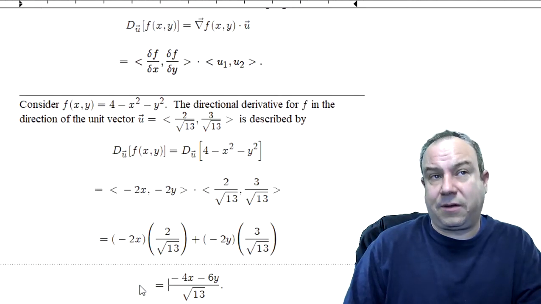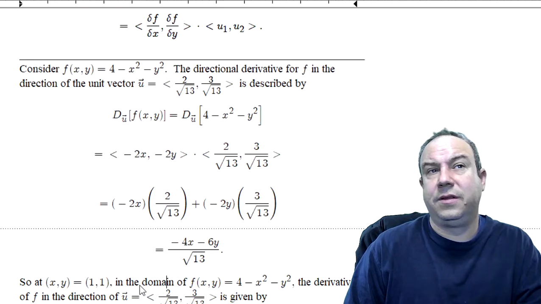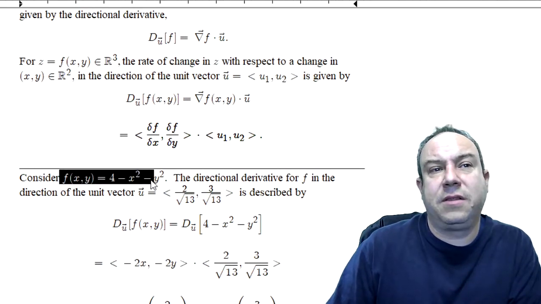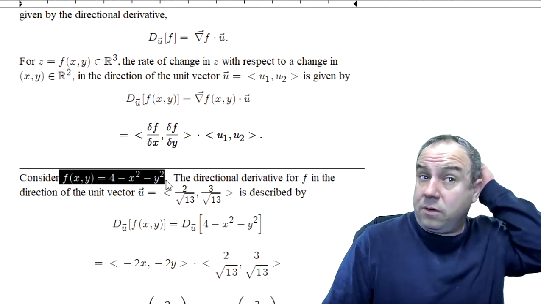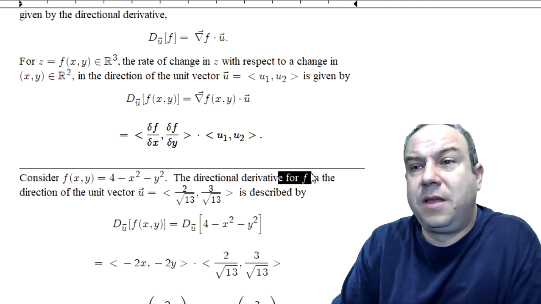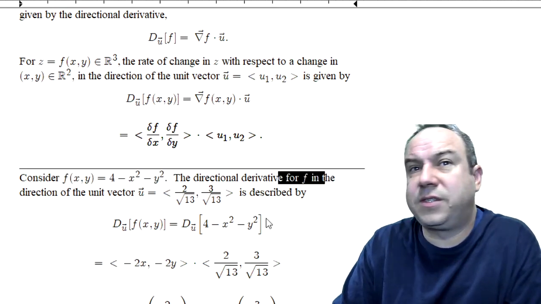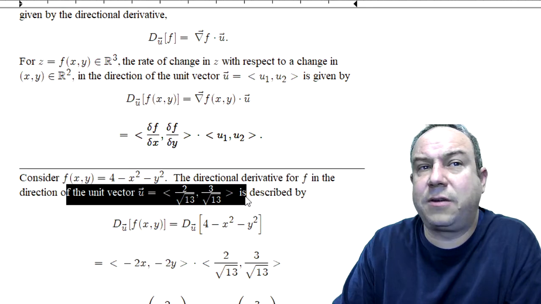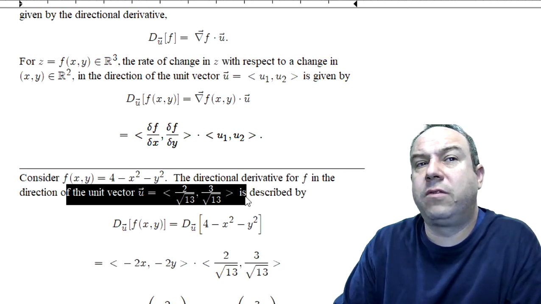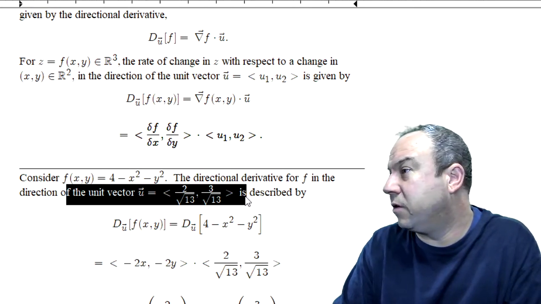Let's consider a calculation. We might consider the surface f of x comma y equal to 4 minus x squared minus y squared. The directional derivative for this surface in the direction of the unit vector u bar equal to the vector 2 over the root 13 comma 3 over the root 13.